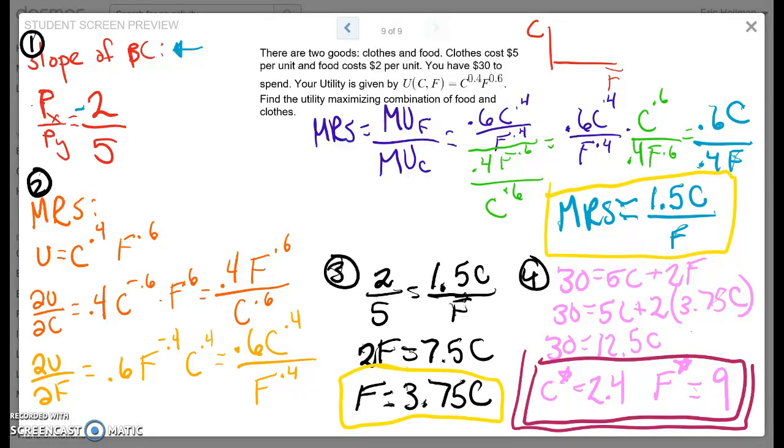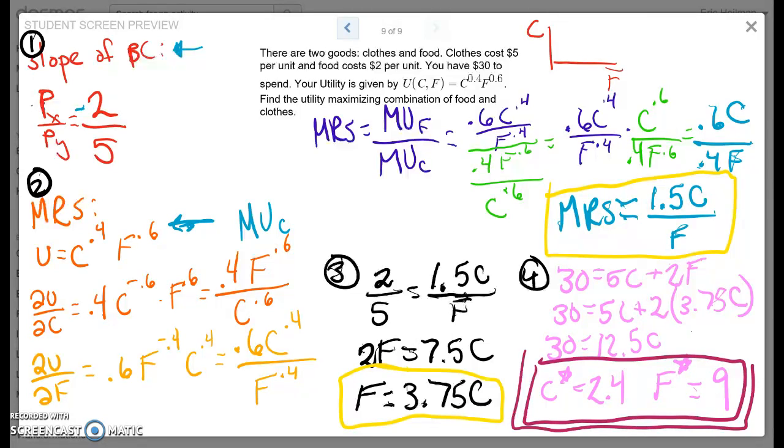Now my goal in the second step is to find an expression for the marginal rate of substitution. In order to do that, I need to find the marginal utility of the two goods in the utility function by using the power rule. So here was the utility function that I was given: U equals C to the 0.4, F to the 0.6. I first applied the power rule with respect to C. I brought down the 0.4 from the exponent and then reduced the exponent by 1, so you get 0.4 C to the negative 0.6. Since F is not the variable, we just left that whole thing alone, so you get F to the 0.6. I simplified the negative exponent by bringing the C down into the denominator, and so you get the marginal utility of clothes is 0.4 F to the 0.6 over C to the 0.6.